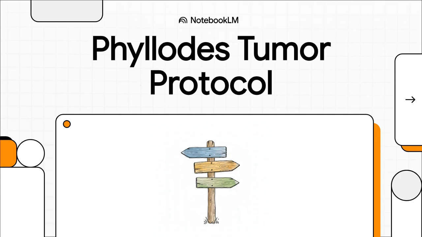Okay, so you've got a fibroepithelial lesion on your scope. One of the very first and most critical questions you have to answer is: is this a Phyllodes tumor? Getting that call right is absolutely crucial for the patient, and it really all comes down to knowing the CAP protocol inside and out. So in this explainer, that's exactly what we're going to do. We're going to walk through it step by step.